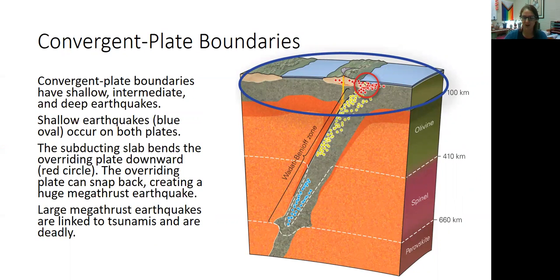Convergent plate boundaries, on the other hand, are a different story. So convergent plate boundaries, this is where earthquakes can be shallow, intermediate, or deep. Those that are shallow occur when the subducting slab, or the subducting tectonic plate, starts to bend. And where that plate starts to bend is going to create cracks in the surface of the Earth, cracks in that plate, and that's going to create earthquakes.